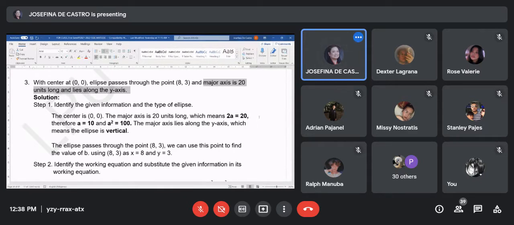Dalawang equation. Okay po? Now, since dito sa number 3, sinabi naman kung saan nakalagay ang major axis, lying along the y-axis daw. Therefore, ang major axis natin ay 20 units, lies along the y-axis. Therefore, alam mo na vertical siya. Isang solution lang siya. Okay? Pero kung hindi sinabi sa problem kung nasaan si major axis, possible answer mo must be 2. 2 equations yon. Kasi both of the equations satisfy the condition eh.